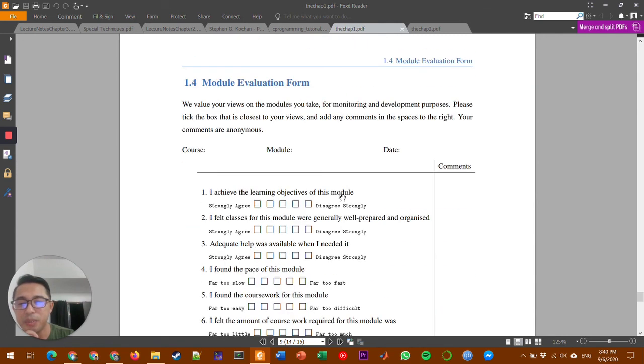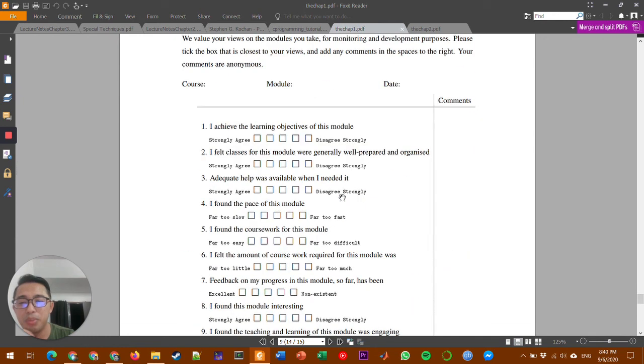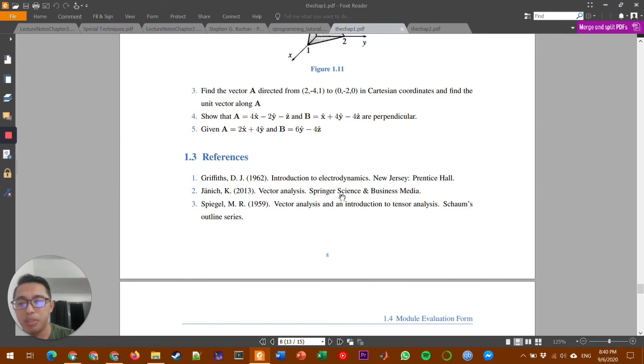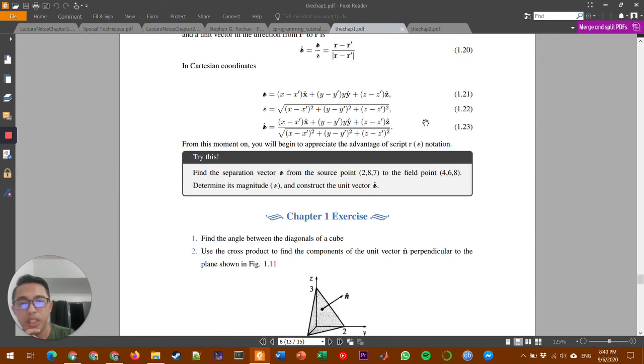There is an evaluation for those who are taking the modular option, but in our case we are not modular, so let's just leave it as is. Okay, that's all for this topic.